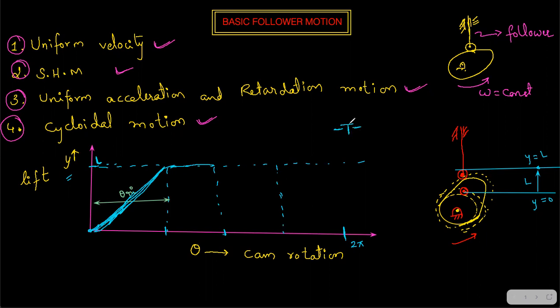After rising, it has to remain in that position for some time, right? So this is the dwell period. It means the follower is not going up or coming down. Here you have a uniform curve, right? So the follower is in that area.